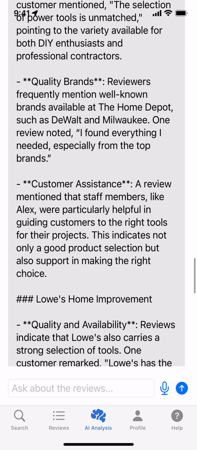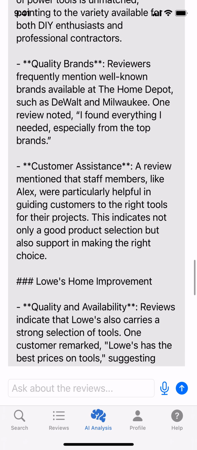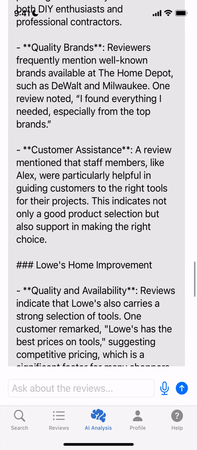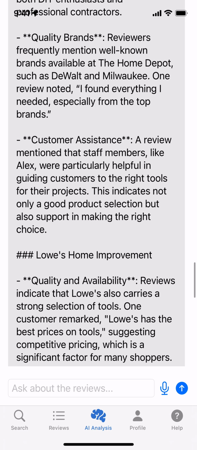Customer assistance. A review mentioned that staff members like Alex were particularly helpful in guiding customers to the right tools. This indicates not only a good product selection, but also support in making the right choice.